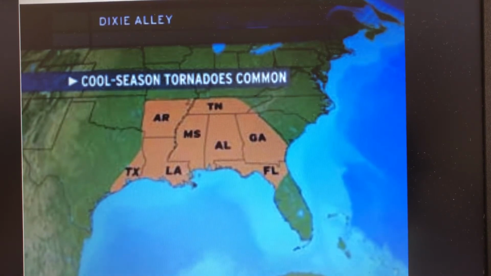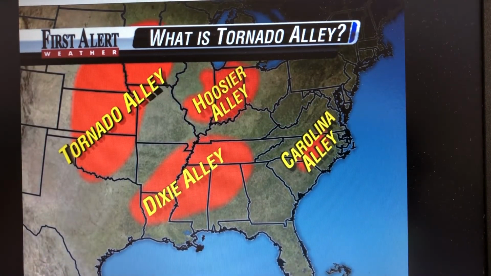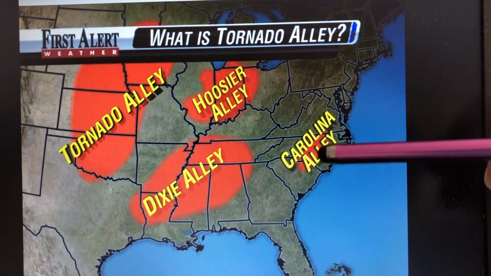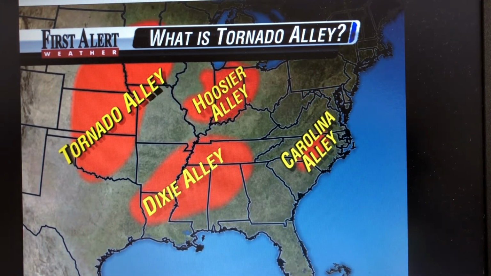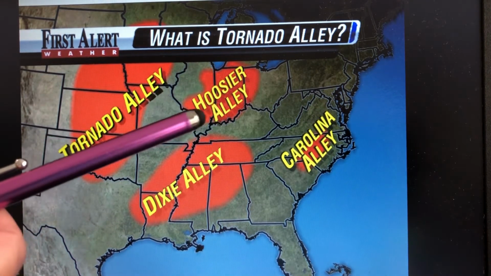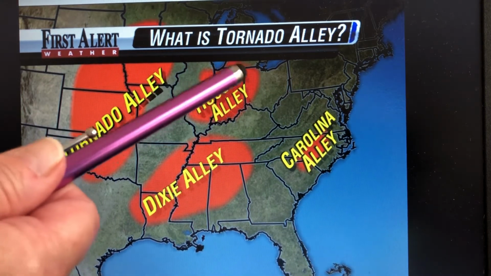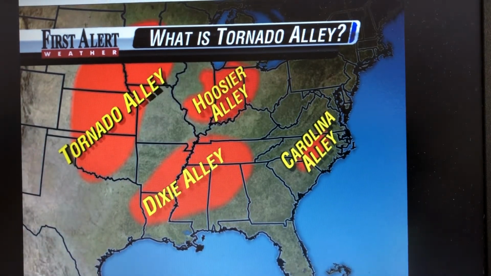There are two more alleys that have been named besides Tornado Alley and Dixie Alley. You have Carolina Alley, and that's where North Carolina and South Carolina are. And again, that's where hurricanes make landfall in the Atlantic, and so you get tornadoes dropping off of the hurricanes once they make landfall. And then you have Hoosier Alley. And Hoosier Alley includes things like Illinois and Indiana and Ohio and southern Michigan. And yes, we do get tornadoes.